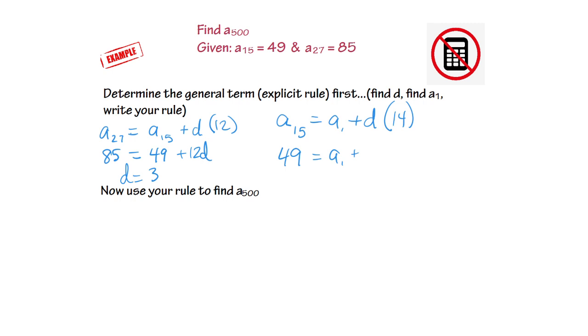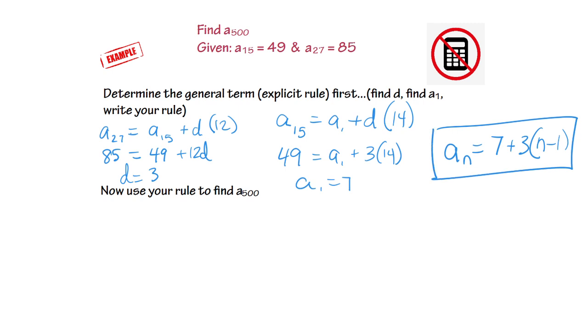And the common difference we found to be 3. So 3 times 14, that's 42. Subtracted to the other side, it looks like the first term is going to be a 7. Okay, now I'm able to write the rule, the explicit rule that they wanted. The nth term is always going to be the first term, which I now know, plus the common difference, which I now know, n minus 1 times.